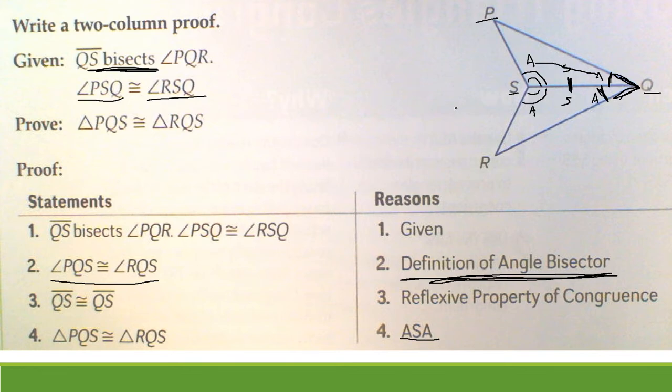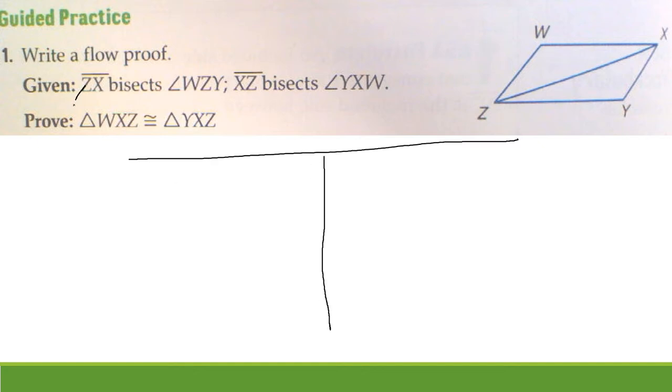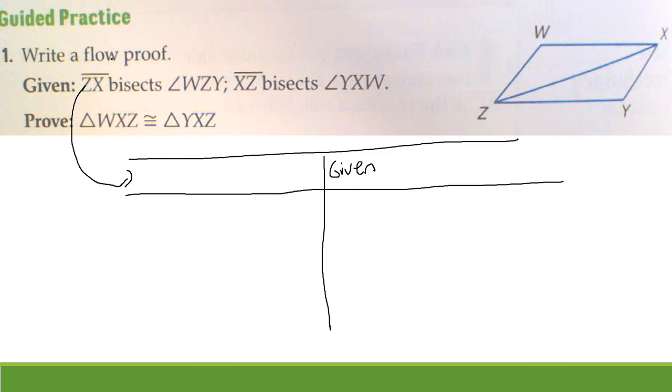So let's try one on our own here. Again, it says flow proof. We're just going to do two column because that's the standard form. So I'm going to be lazy with my given again here. I'm going to write given. Okay, so let's mark up this picture here. ZX bisects WZY and XZ bisects YXW. So these two angles right here and here are bisected by this middle line.